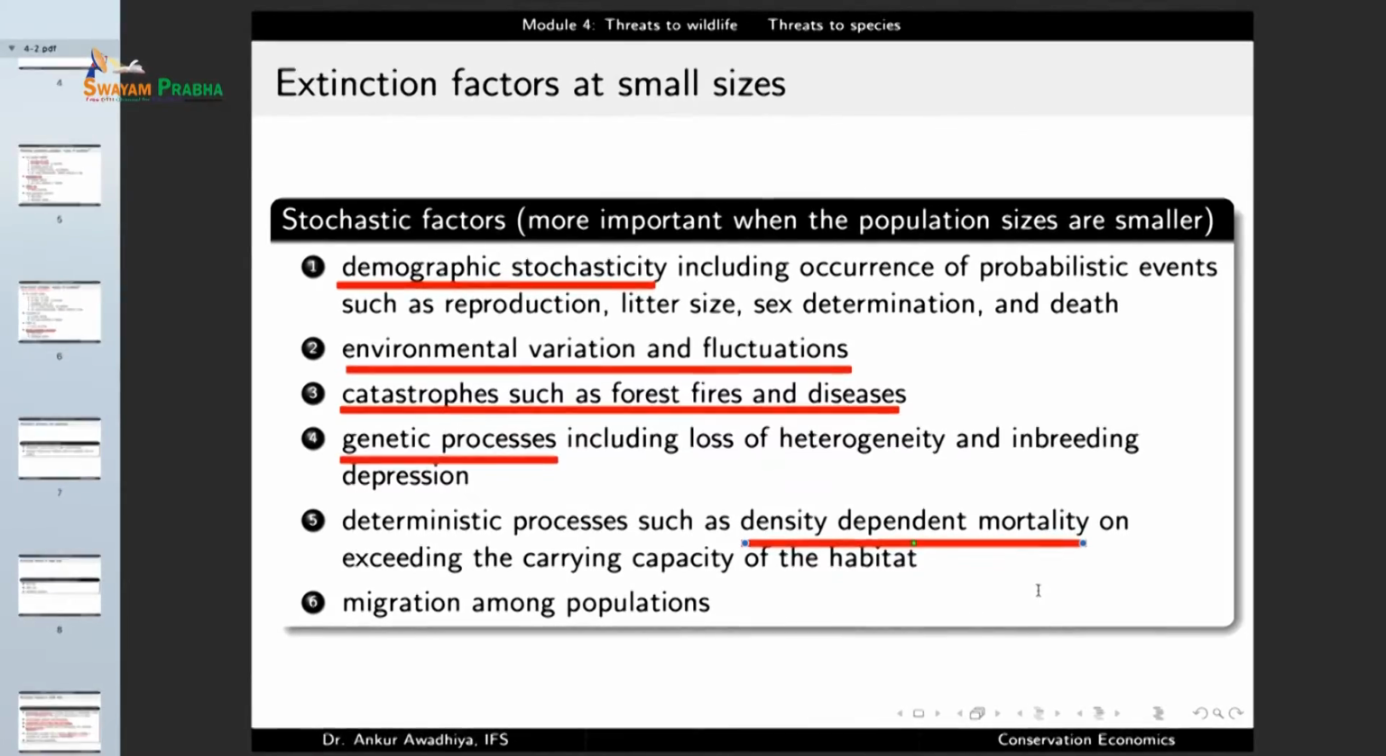When the population sizes are larger, then density dependent mortality is a mechanism by which the population size is controlled. So when the population increases very much, a number of individuals die off and the population comes back to the level of carrying capacity of the habitat. So that is okay when the population sizes are large. But when the population sizes are small, then it becomes a very important factor that can push the population towards extinction. Then we also have the factor of migration among the populations.